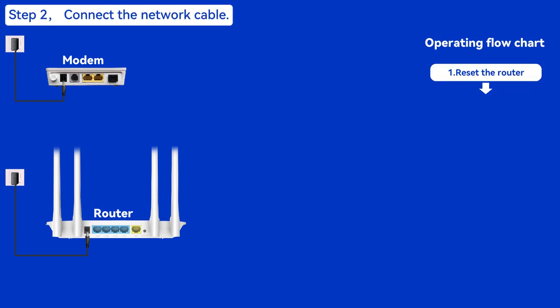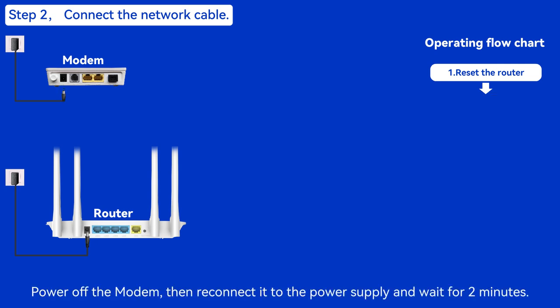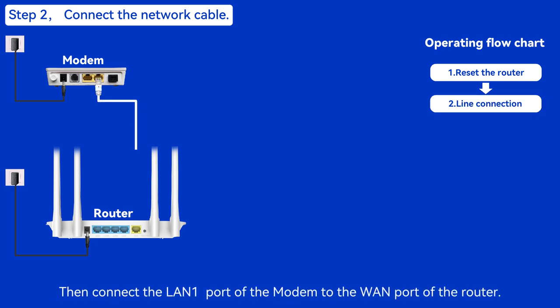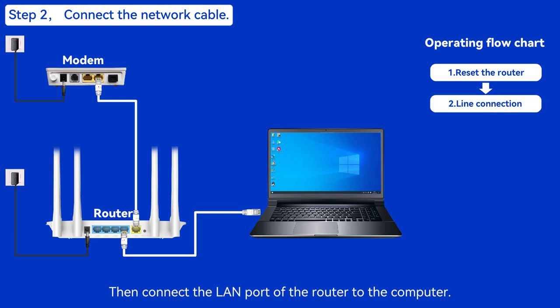Step 2. Connect the network cable. Power off the modem, then reconnect it to the power supply and wait for 2 minutes. Then connect the LAN 1 port of the modem to the 1 port of the router. Then connect the LAN port of the router to the computer.